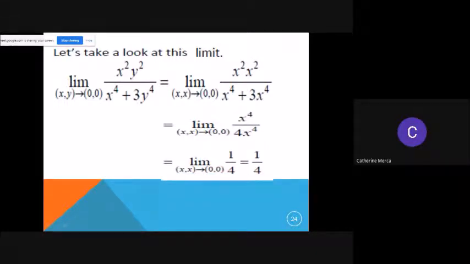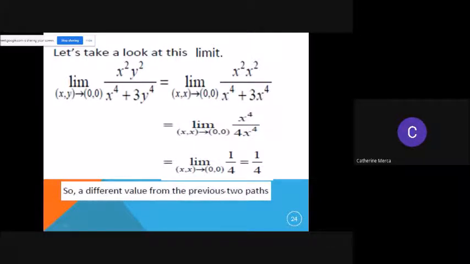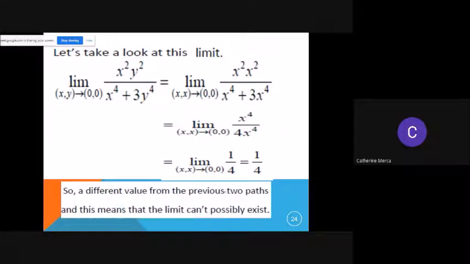Remember, the original notion is that for the limit to exist, the limit must be equal along all the paths you use. Otherwise, the limit will not exist. Got it? Although the two paths both have the value 0, this time the third path will not give you 0. So, meaning to say, the limit does not exist.